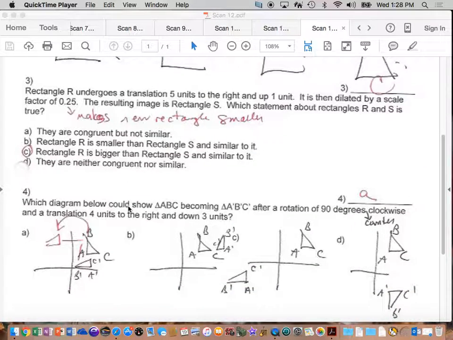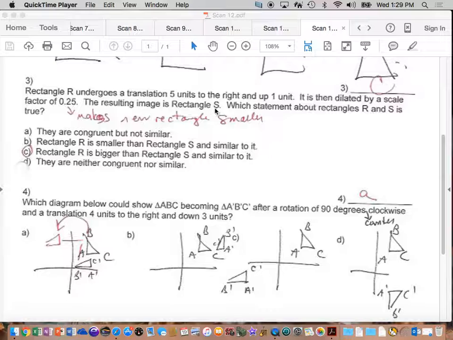Number 3, you've got rectangle R, and it does a translation to it, and then it does a dilation. When it does a dilation, it does it by a scale factor of 0.25. What's another name for 0.25? A quarter. A quarter is to divide by 4. So you're actually making it smaller. So the dilation will make it smaller.